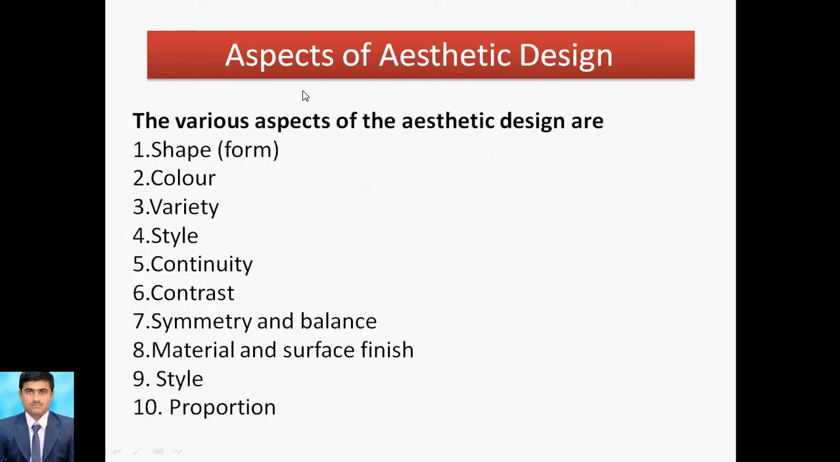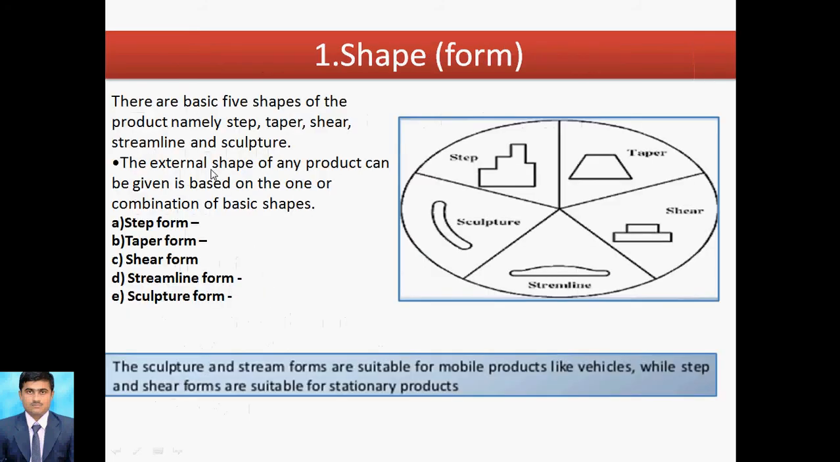Now the next point is the aspects of aesthetic design. There are a number of points. The first point is shape, second is color, third is variety, fourth is style, fifth is continuity, sixth is contrast, seventh is symmetry and balance, eighth is material and surface finish, ninth is style, and tenth is proportions. These are the aspects of aesthetic design. First of all, we look at the shape.